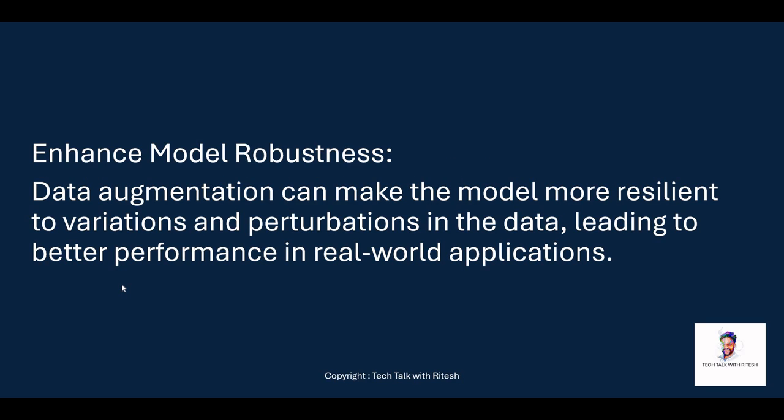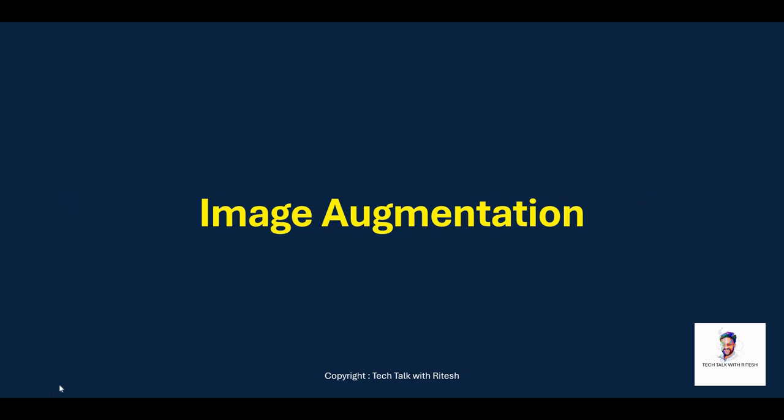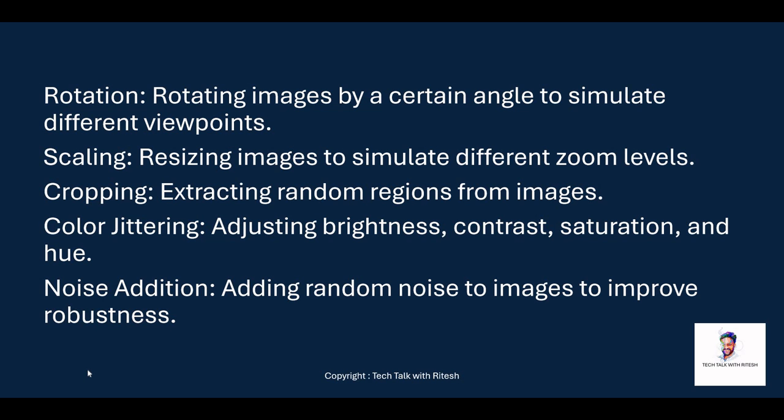Enhance model robustness. Data augmentation can make the model more resilient to variations and perturbations in the data, leading to better performance in real world applications. Now let's see the common data augmentation techniques. First one is image augmentation, and if we use a smartphone, we actually do it regularly with our images.